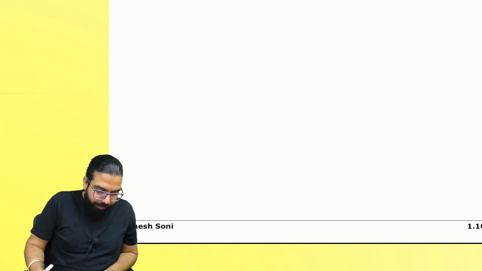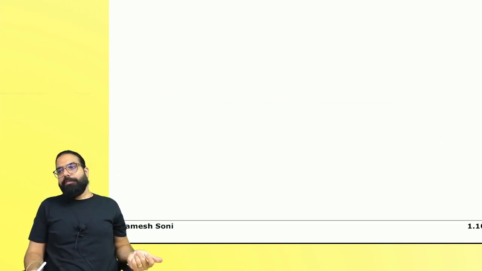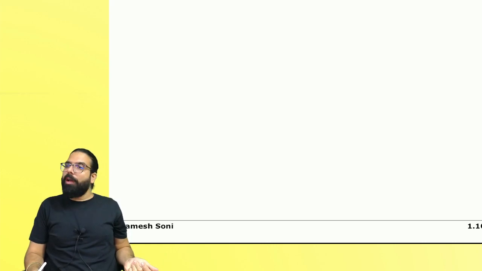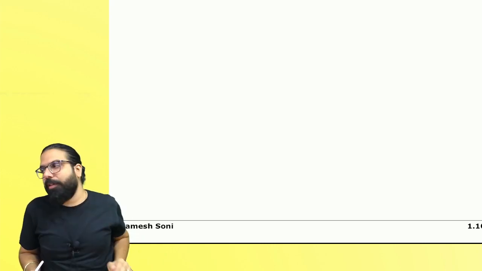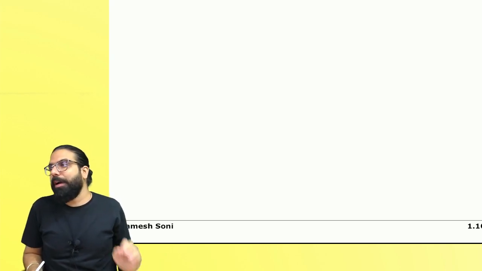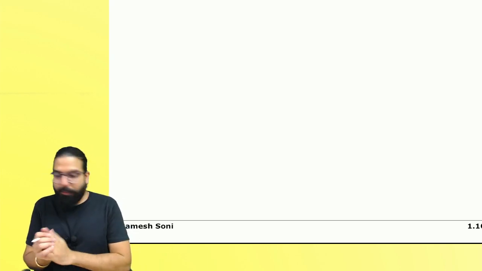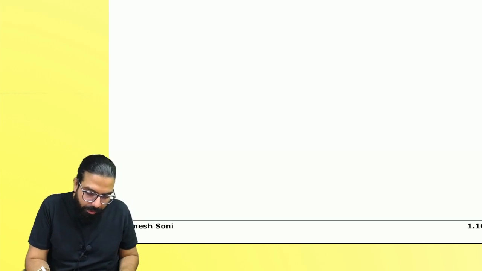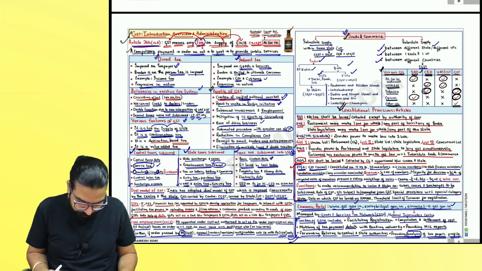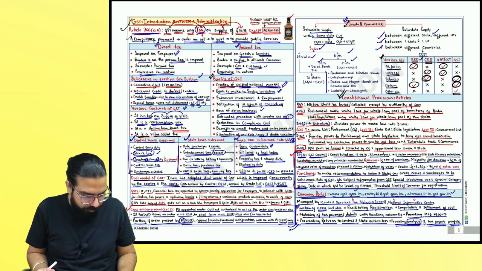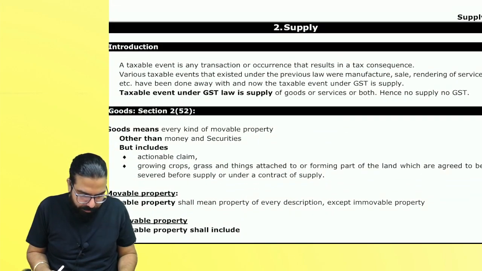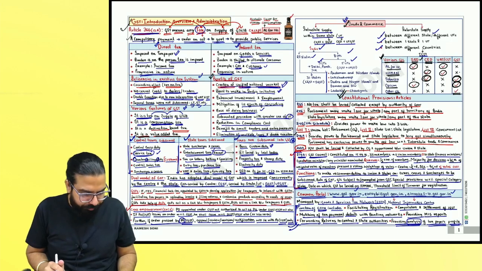Congratulations, people. We are done with chapter number 1, GST introduction, overview, and administration. Although a C graded chapter, it was a basic chapter which was very important. Right, everyone? Please come back now to your chart book.